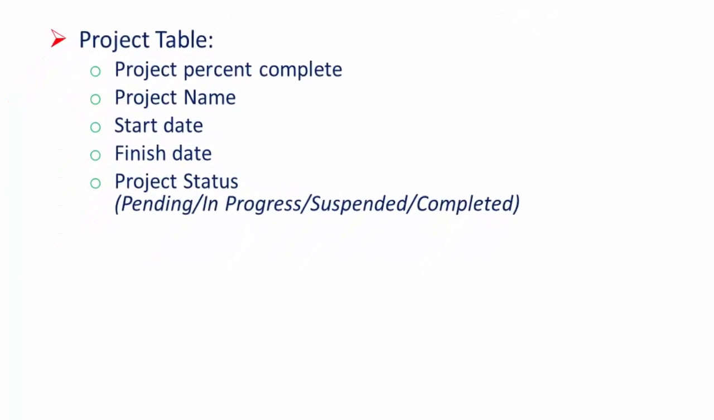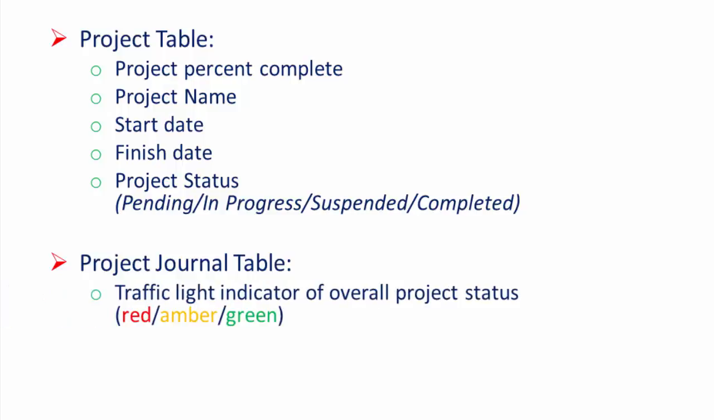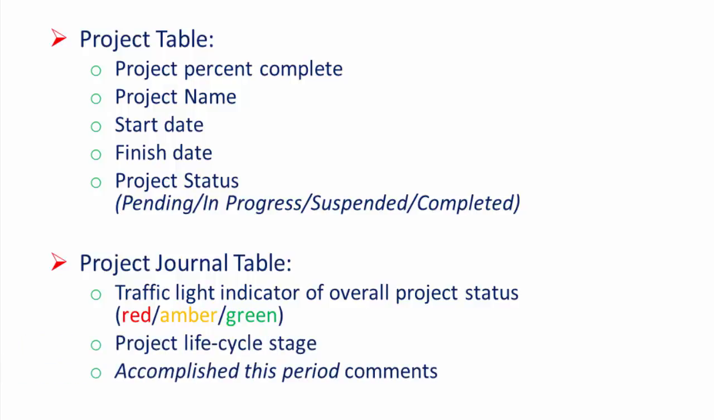Then he will include fields from the project journal containing the project manager's current assessment of the project, the red, amber, green traffic light indicator of overall project status, the life cycle stage of the project, the accomplished this period comments, and the planned for next period comments.